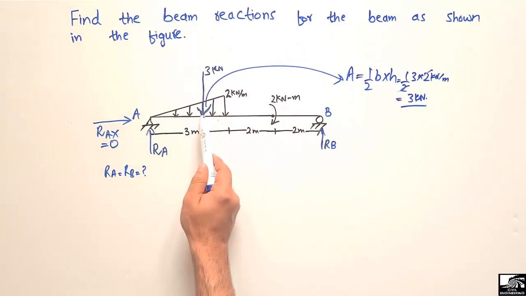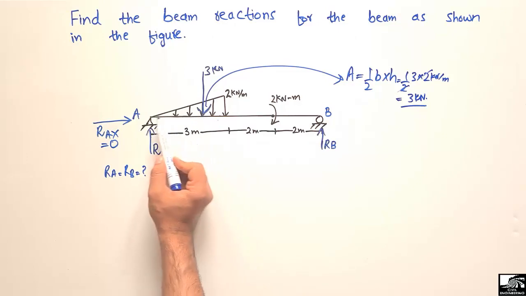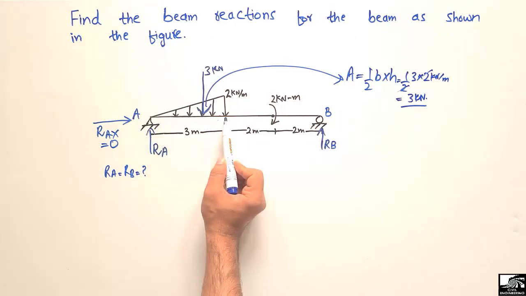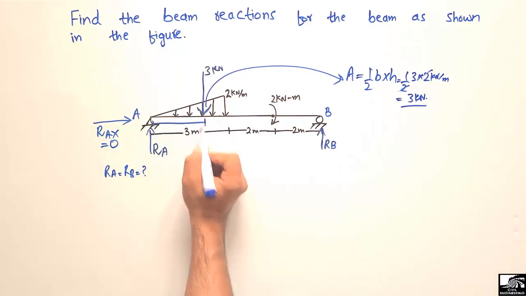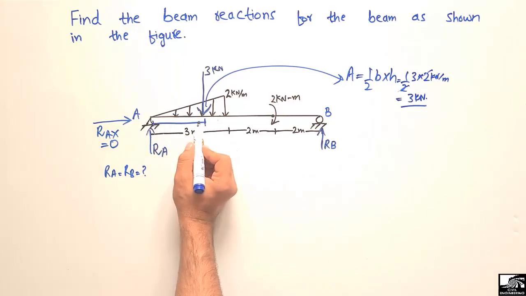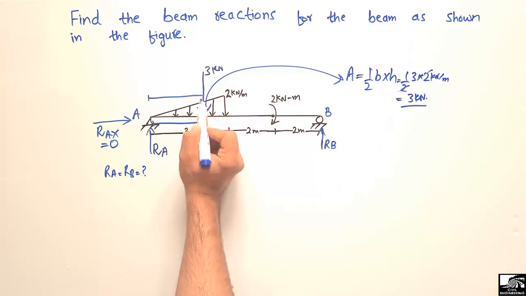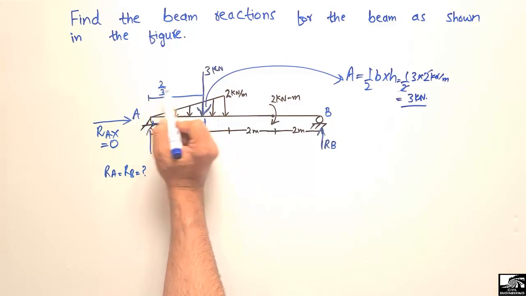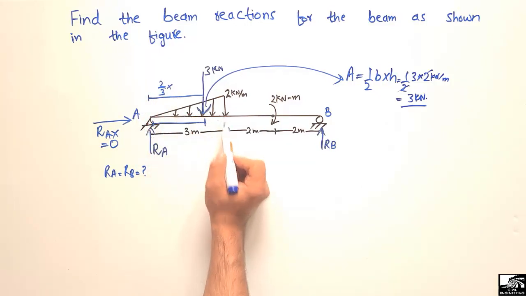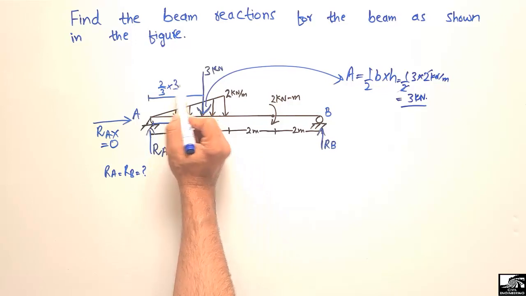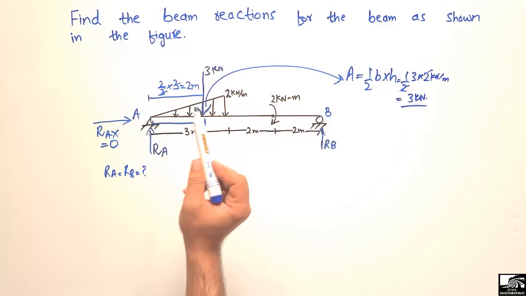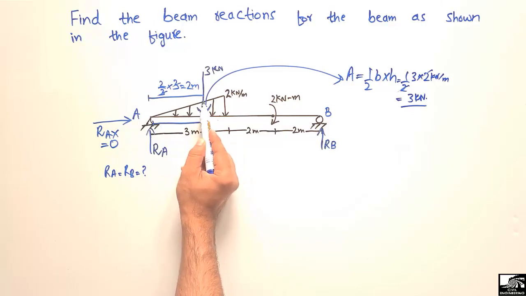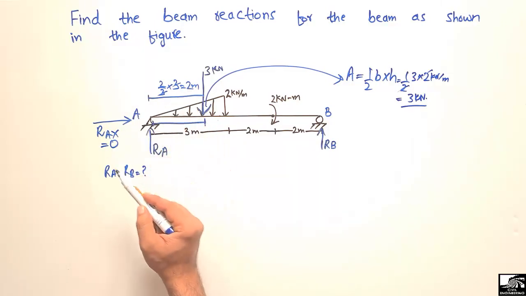Now this load is acting at the centroid, so we have to find the centroid of this triangle. The centroid is at this distance, which will be equal to 2/3 of the length. The total length is 3 meter, so it is 2/3 times 3. The 3 will be cancelled, and it will become 2 meter. So the distance from this pointed load up to point A will be 2 meter.